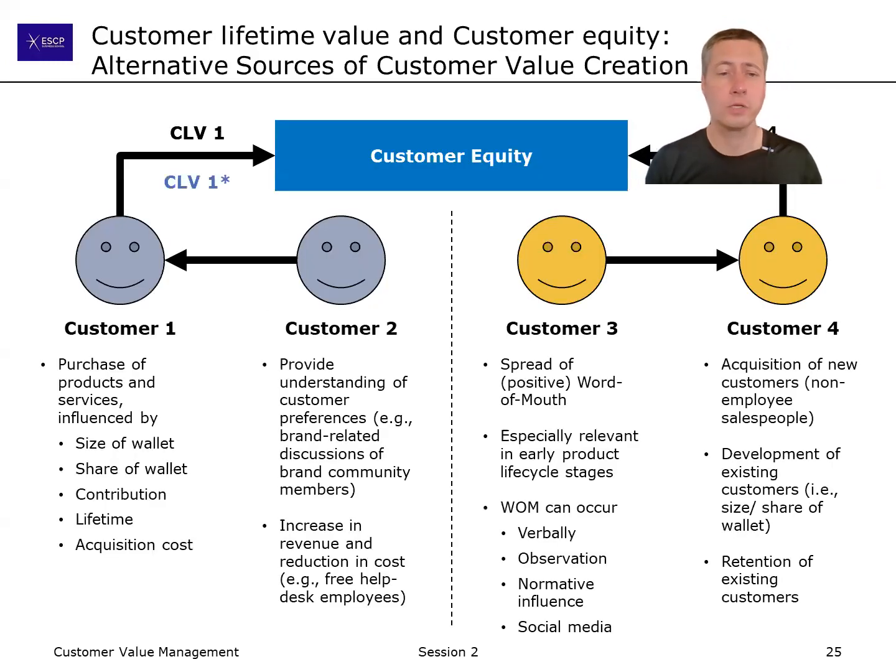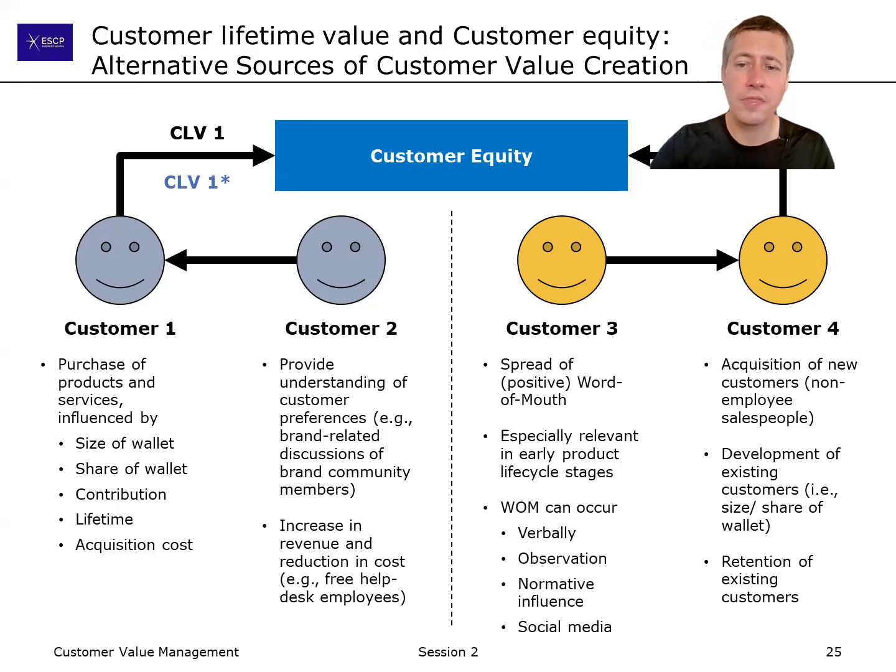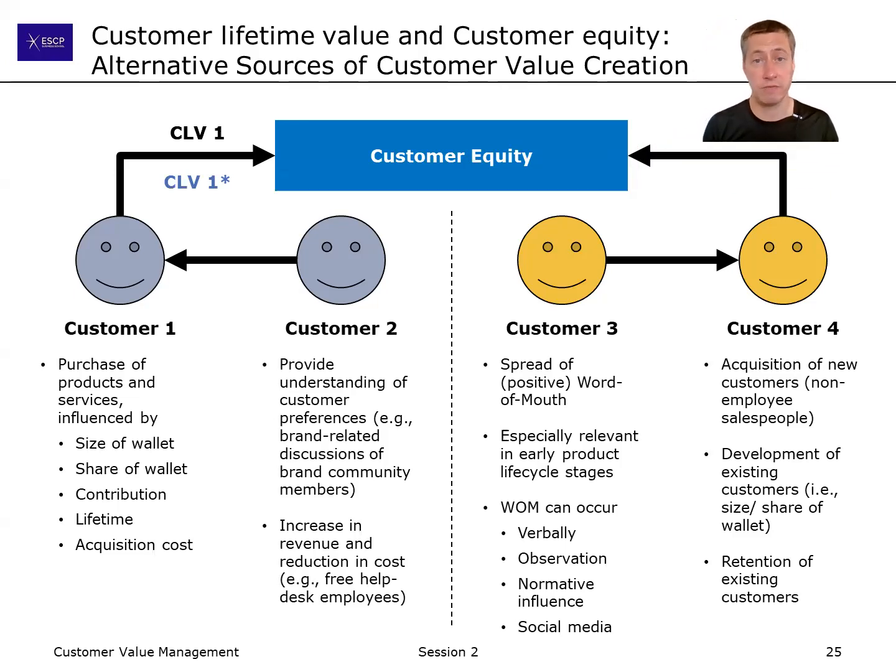So look at the following slide. You have a customer, customer one, and customer one purchases products and services. We have a size of wallet, a share of wallet, a contribution margin, a lifetime acquisition cost, all of the elements we just discussed, and all of these together make the CLV of customer one, which we call CLV1. And you remember, the sum of all the CLVs of all the customers gives the customer equity. However, there are also other ways in which customers can generate value for firms.